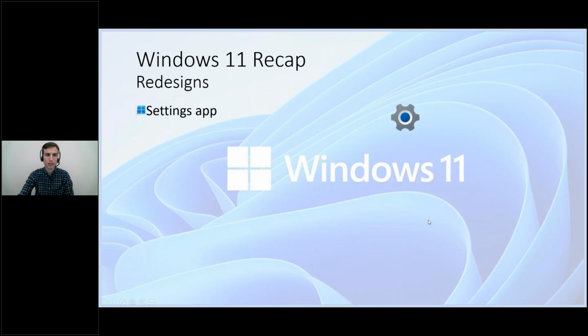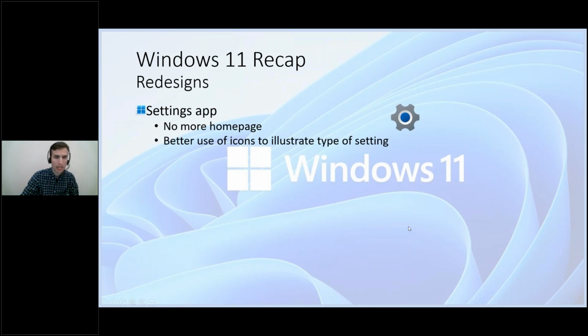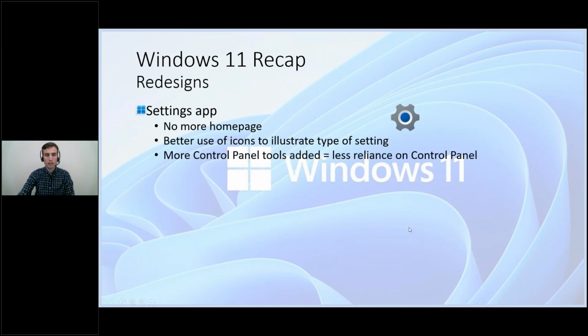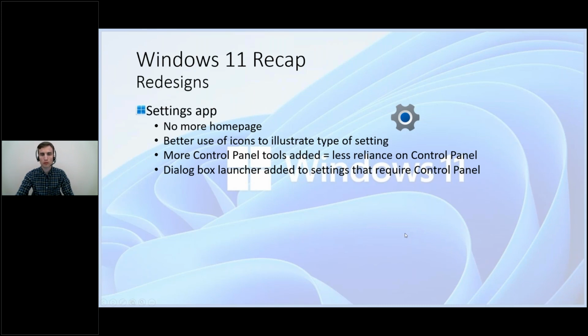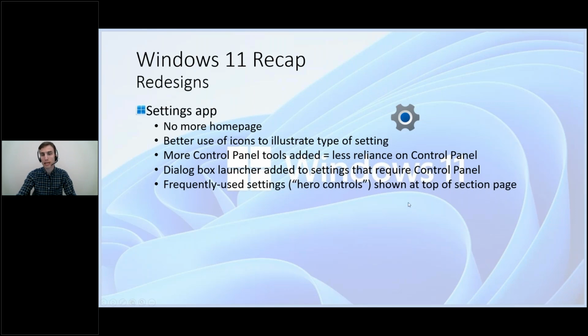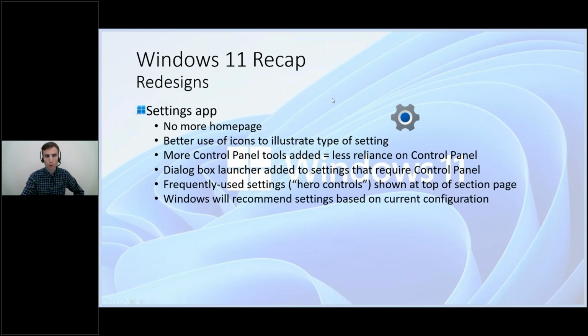Another redesign was the Settings app. There's no more home page, and it makes better use of icons to illustrate the type of setting that you're accessing. More Control Panel tools have been added, which means less reliance on the Control Panel. A dialog box launcher, that little diagonal arrow, was added to the settings that require the Control Panel. Frequently used settings, or hero controls, are shown at the top of the section page. And Windows will recommend settings based on current configurations.